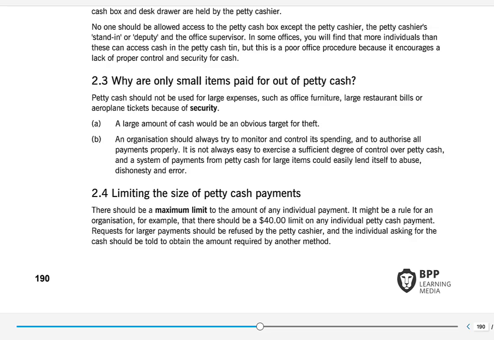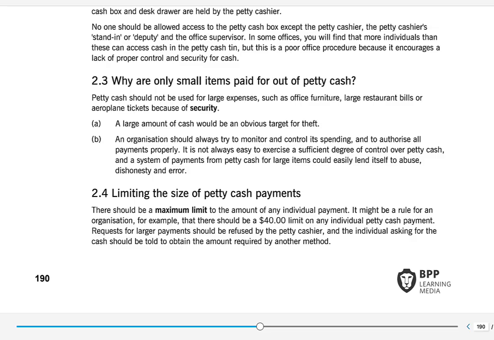What petty cash is really designed for? Petty cash is designed for speed and convenience, but only for small payments. It is used when the amount is small, the payment is urgent. The normal payment methods are not practical. That is the correct use of petty cash.